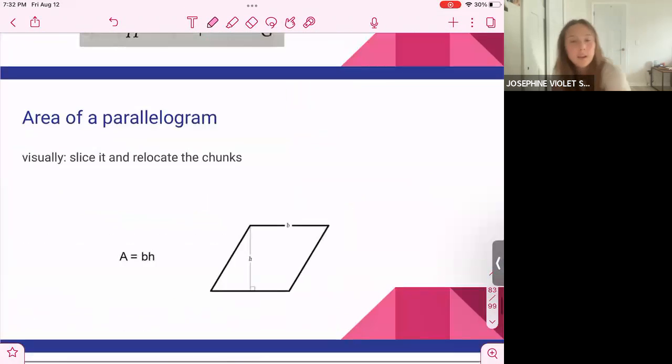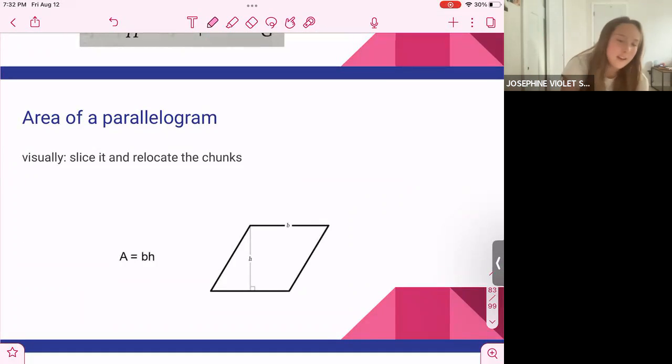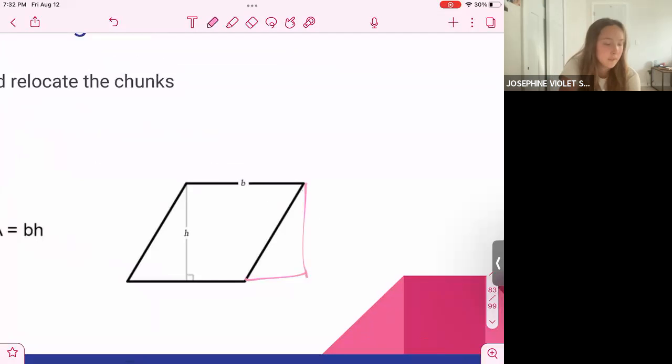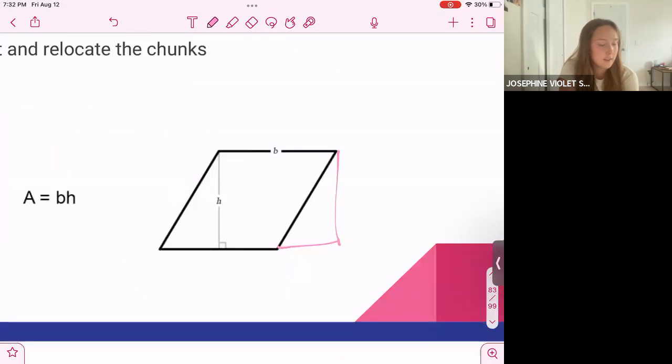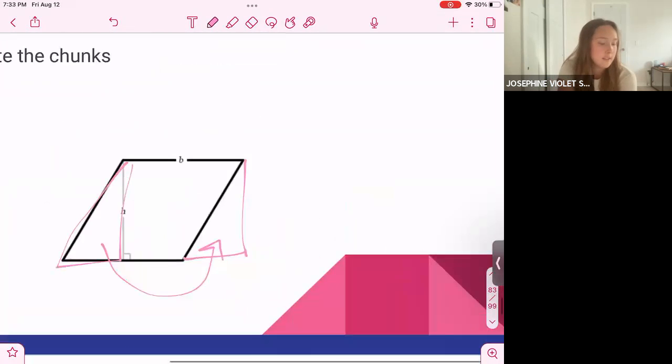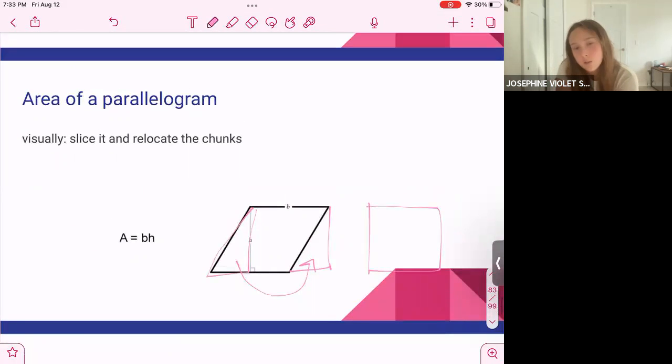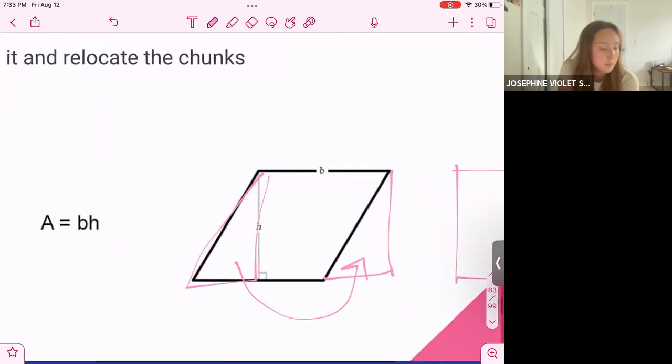Okay, so the area of a parallelogram, I always thought it was really cool. What you do is you slice off the edge and then you move it over. So it just turns into a perfect rectangle, which is so visually nice to look at. If you take this part right here and splice it over to the right side, it's easy to see that a parallelogram is just a rectangle, but chopped in a weird way. And from that, we know that the area formula is simply base times height, with the height being the perpendicular distance connecting the two lines.